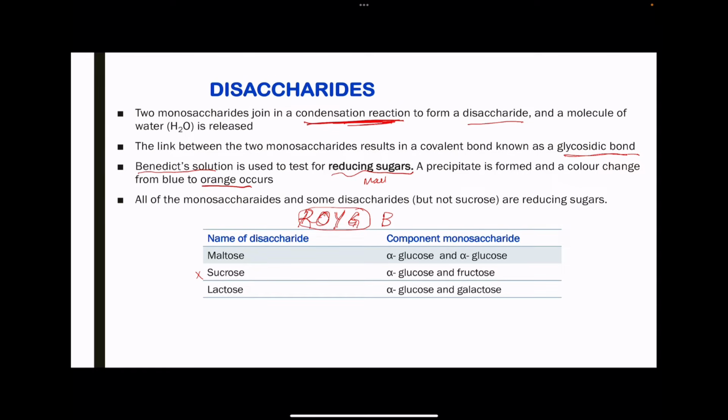So down here is a table that shows the name of the disaccharide as well as the component monosaccharides that are contained within that disaccharide. In maltose, we have two alpha glucose molecules, and then sucrose is made from one alpha glucose and fructose, while lactose is made from an alpha glucose and galactose.